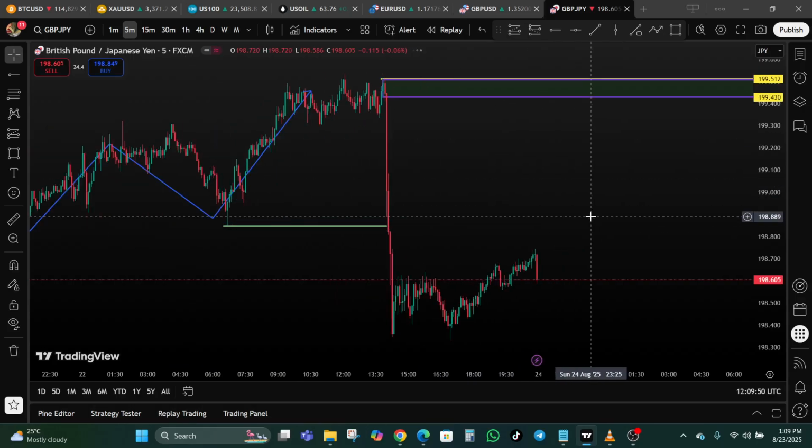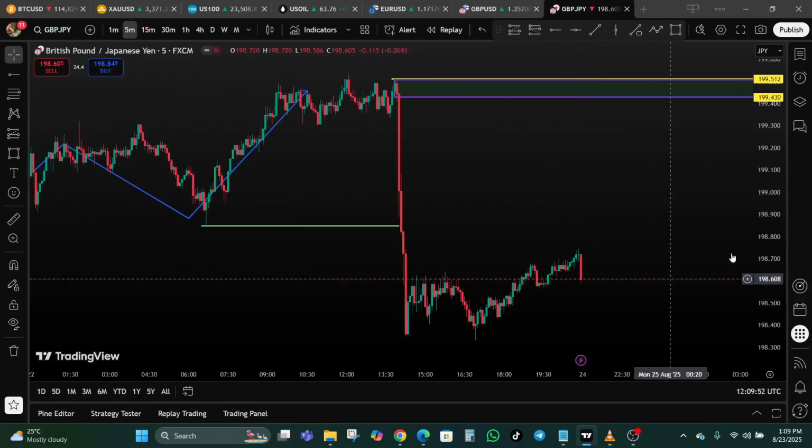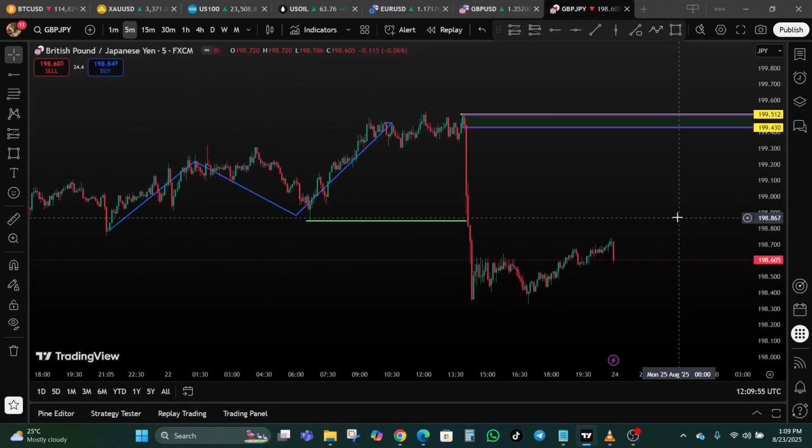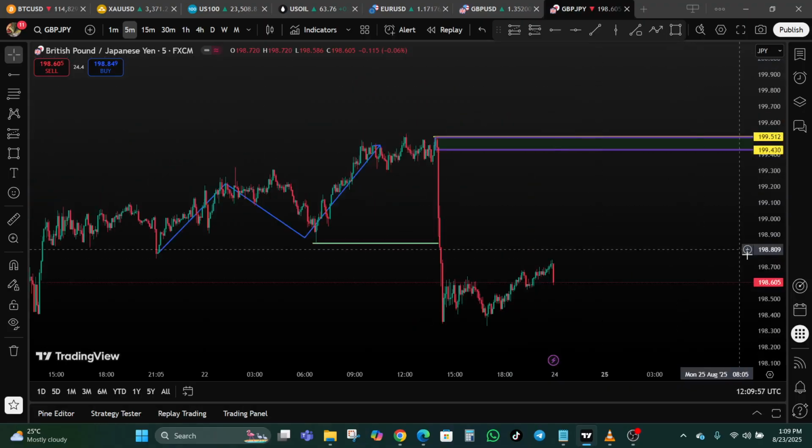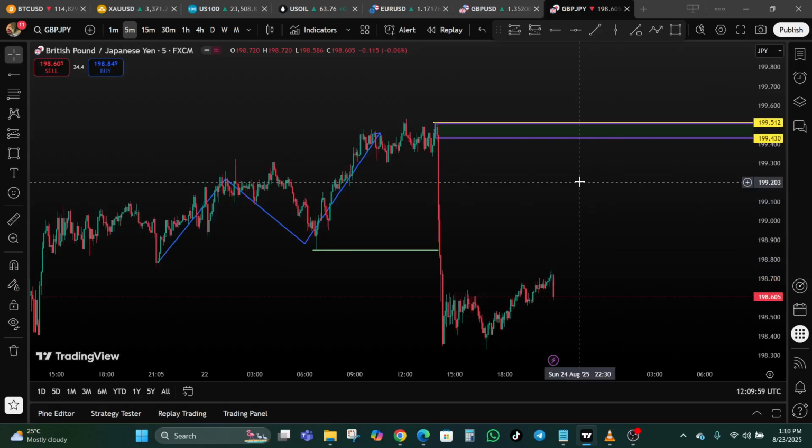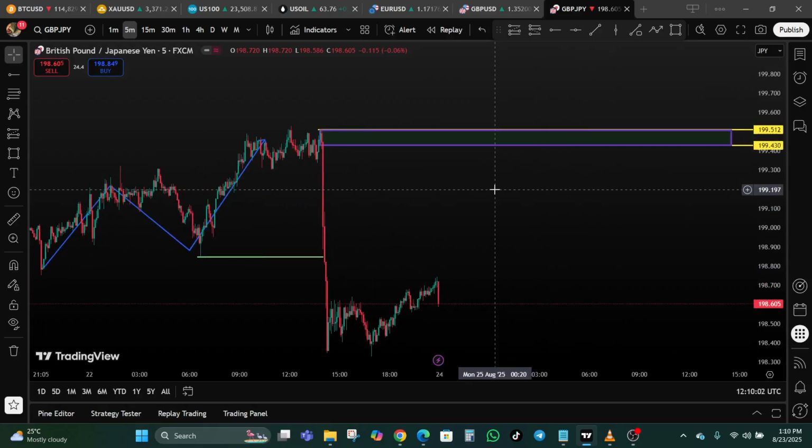And make sure that you always prioritize your risk management. It is very important, right? Do not trade with an amount you cannot afford to lose, and try not to risk more than 1 to 2% of your account balance in a single trade.